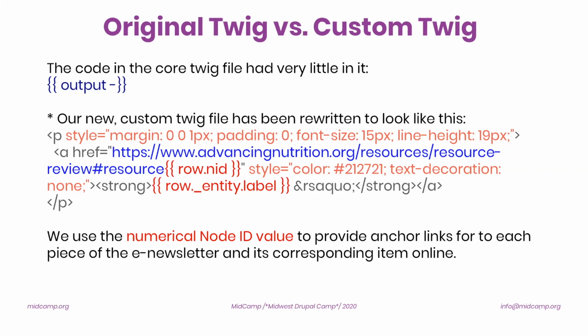And then the row._entity.label in the red curly brackets here, that is the title being rewritten as text only. And by the way, this presentation is on the page on the MidCamp website. So if you want to go back and look at this, it'll be there. And notice this special character code at the end of that too, just inside the strong tag.